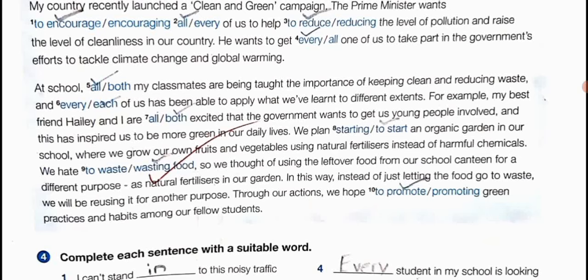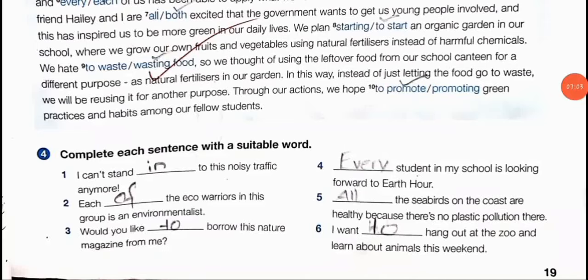Okay, so solve your exercise with me as well. Alright, students, now we are going to start the next exercise, that is, complete each sentence with a suitable word. So the first: I can't stand this noisy traffic anymore.